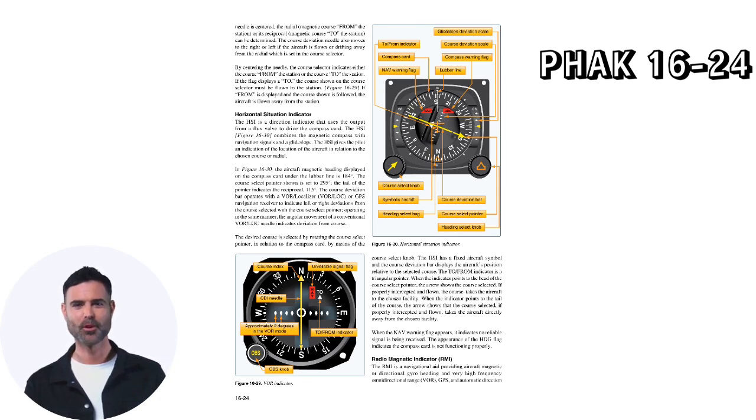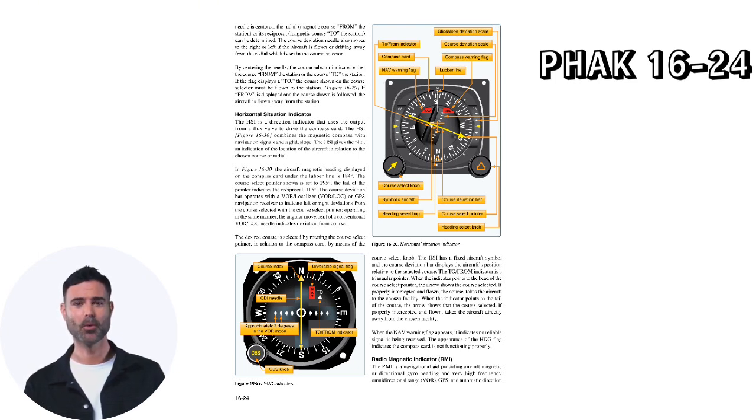The TO/FROM indicator is a triangular pointer. When the indicator points to the head of the course select pointer, the arrow shows the course selected. If properly intercepted and flown, the course takes the aircraft to the chosen facility.